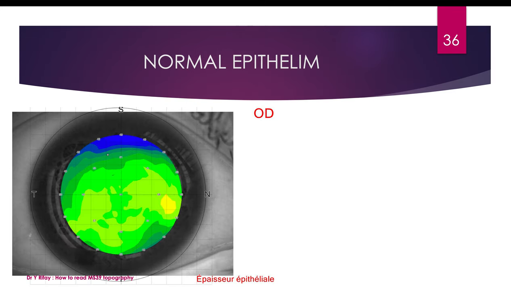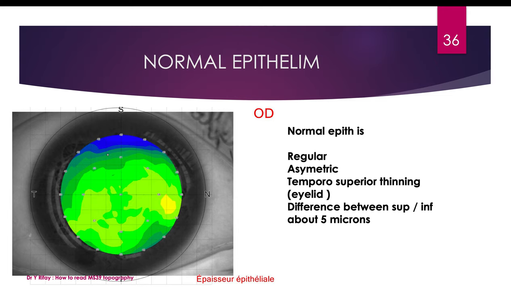So the normal semiology of the epithelium is that it is regular. We have a small asymmetry. We have a temporal superior thinning because of the eyelid. And the difference between the superior and the inferior side of the epithelium is about 5 microns. It is sensitive to contact lens wearing, to dry eye, to surface diseases.